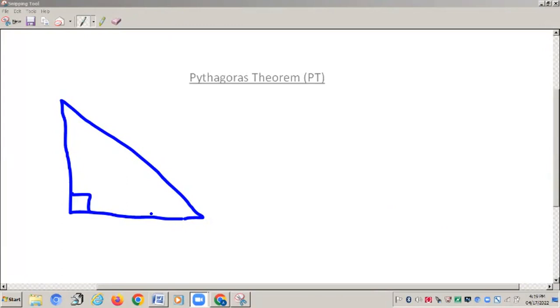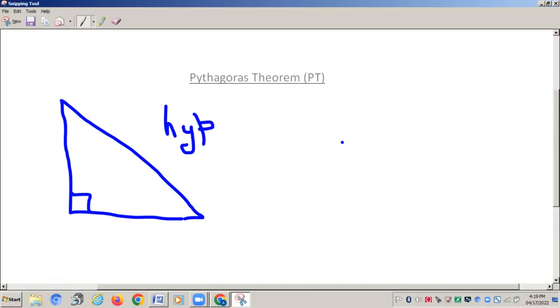All right. So in a right angle triangle, there's always one side that is the longest side. So you have one side that is the longest side, and the other two sides are always the short sides. Now the longest side is called the hypotenuse. I will just use HYP for short for hypotenuse. Now, by the way, this is the hypotenuse. And the hypotenuse is always opposite the right angle.